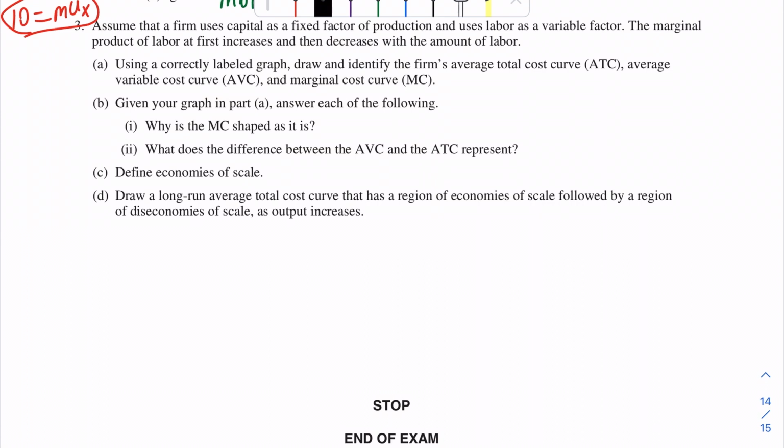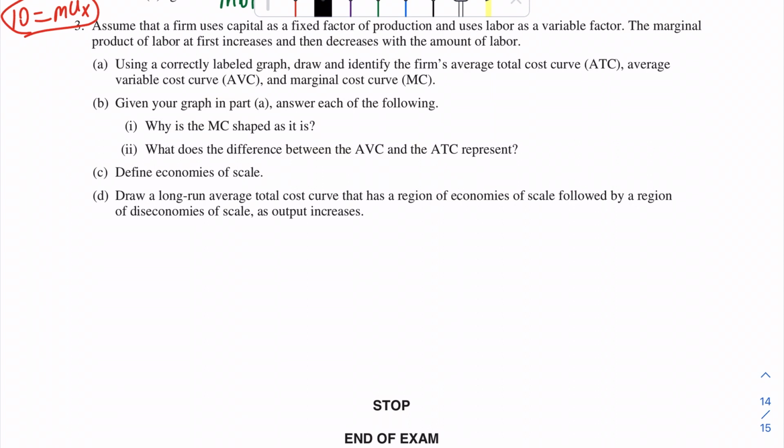So number 3, assume that a firm uses capital as a fixed factor of production and uses labor as a variable factor. The marginal product of labor at first increases and then decreases with the amount of labor. We knew that going into it because of the diminishing marginal product. We know it's going to happen. So let's look at the question.